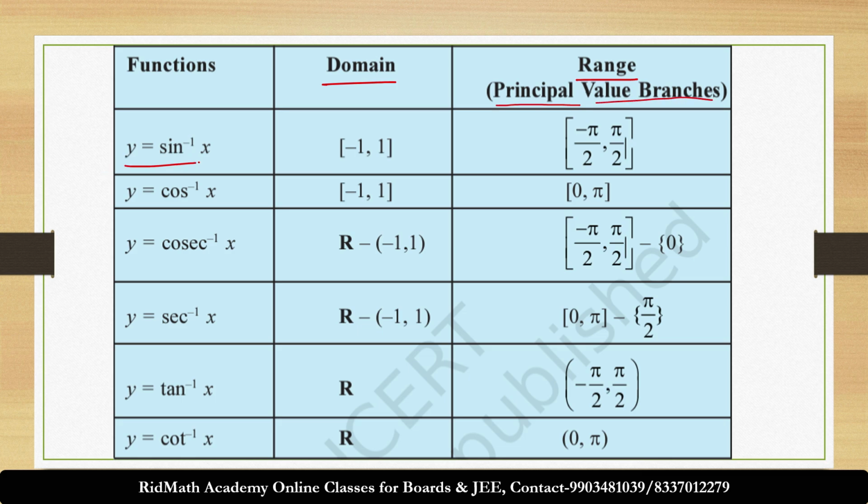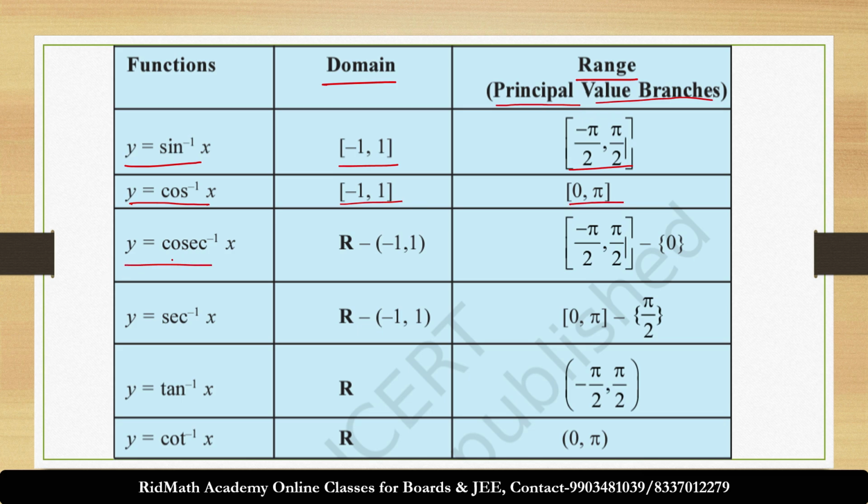So for y equal to sine inverse x, the domain is -1 to 1 and the range is minus pi by 2 to pi by 2. And for y equal to cos inverse x, the domain is again -1 to 1 and the range is 0 to pi.